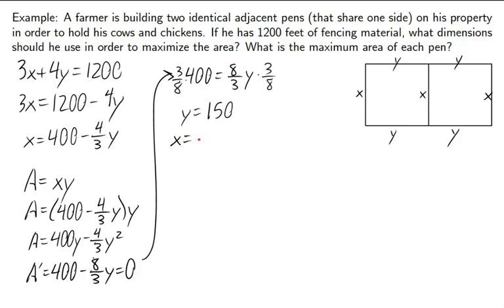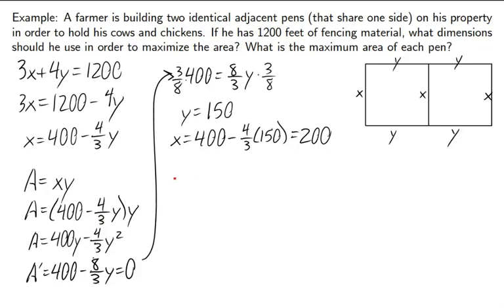And then I go back and say, well, what does x have to be? X was 400 minus 4/3 y. So I get 4/3 of 150 is 200. So I get 200. We have a likely maximum. Again, the reason that it's a maximum here is because this area function is a downward opening parabola. But I'm going to give you another justification.